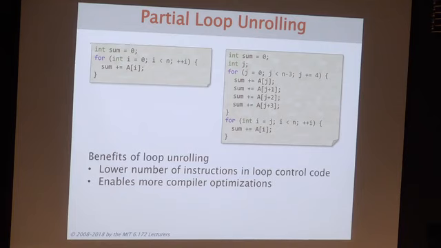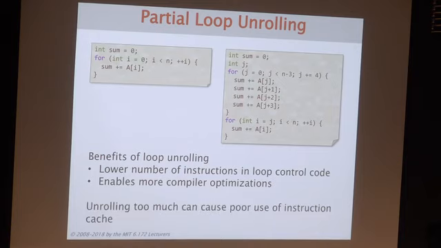So giving it more code doesn't actually give you much there. OK, so I just said this. The benefits of loop unrolling: lower number of instructions in loop control code, and it also enables more compiler optimizations. And the second benefit here is usually the much more important benefit. And we'll talk more about compiler optimizations in a couple lectures. Any questions?